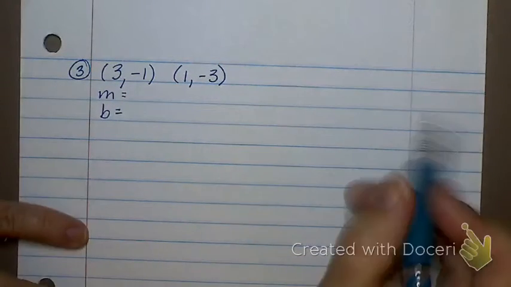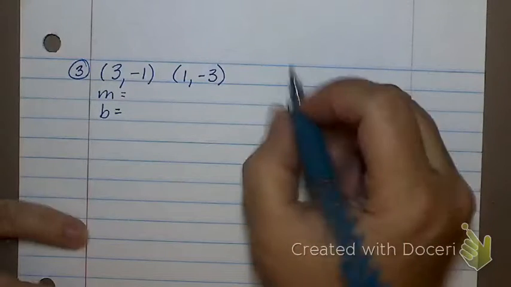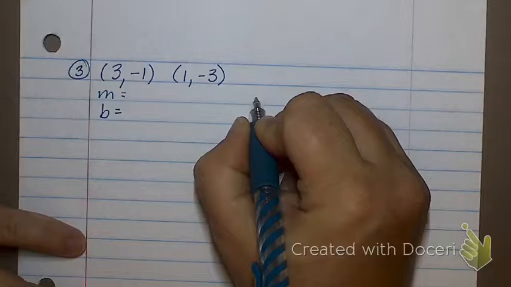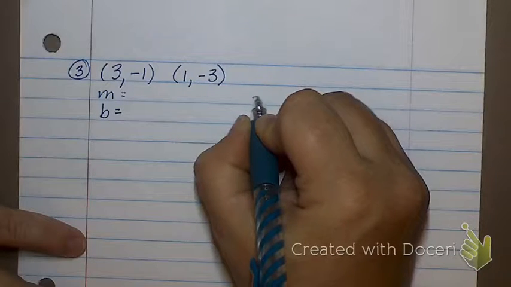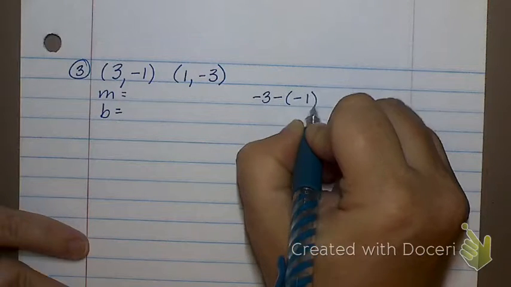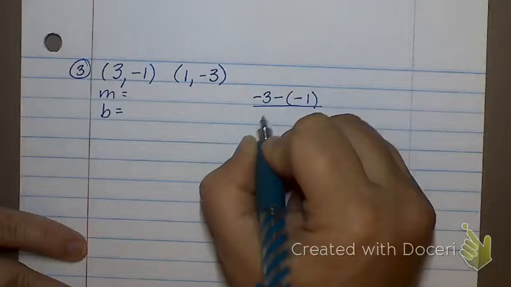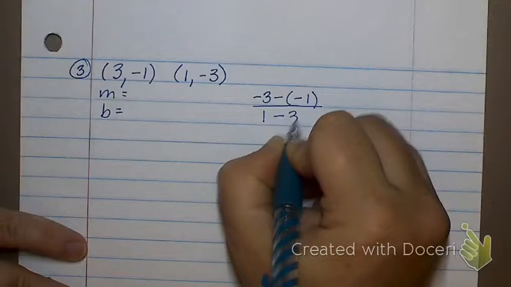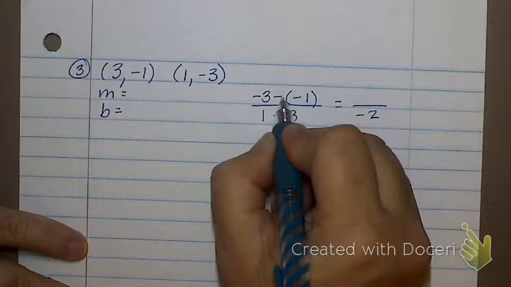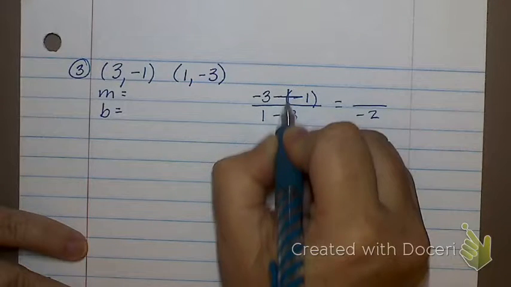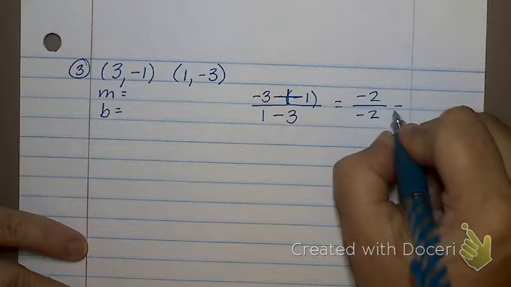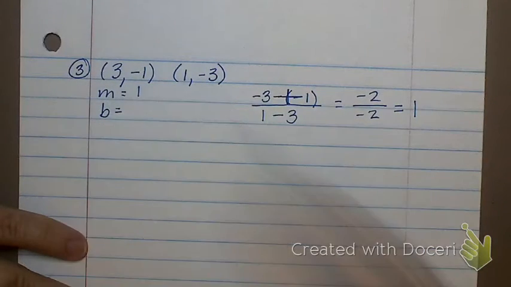All right, were you able to finish it? Okay. How do I find my slope? y2 minus y1. So what's that going to look like? Negative 3 minus negative 1. And on the bottom, what am I going to have? 1 minus 3. Well, I know 1 minus 3 is negative 2. What happens up here? That becomes a plus, right? What's negative 3 plus 1? Negative 2. And negative 2 over negative 2 is? So my slope is positive 1.